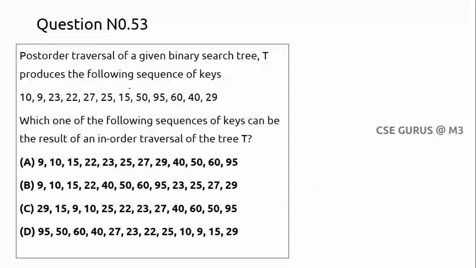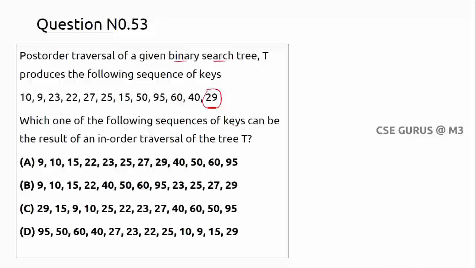Question number 53 is with respect to the binary search tree where the post-order traversal is given. One more thing you can remember: post-order traversal means the root node will be the last value in the binary search tree. It might be 20 here, 29 will be the root, but we'll see the question.